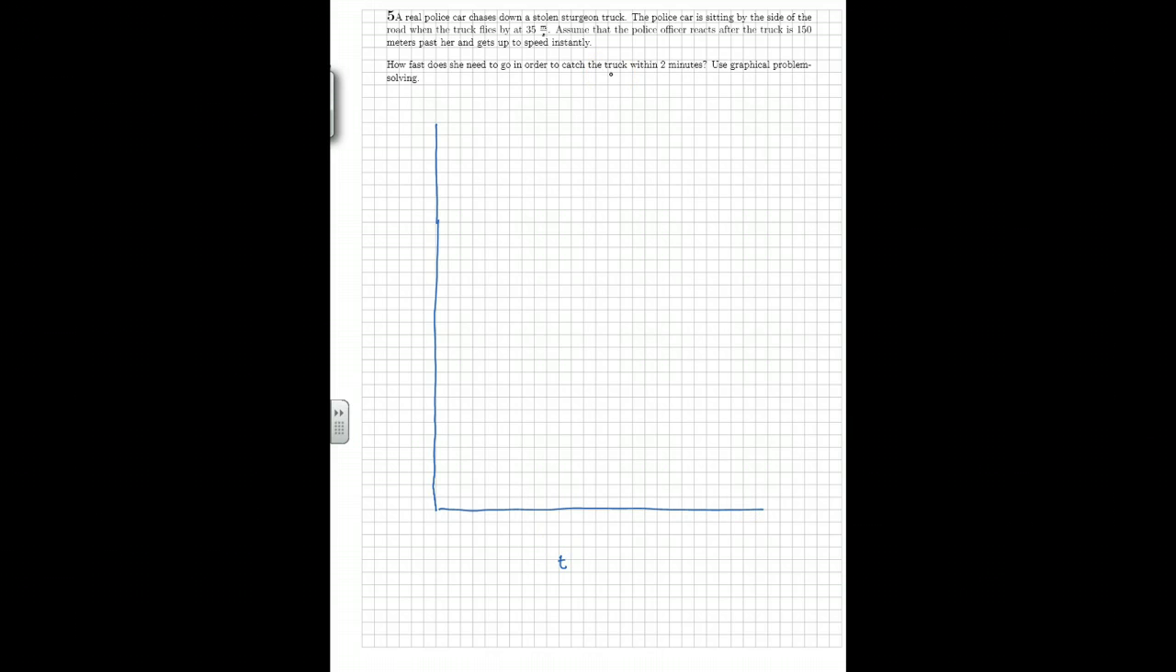I know that I want the whole thing to go 2 minutes, so I'm going to set my time scale so that that's spread out pretty well. 50 seconds there, 100, 110, and 120. So that one's easy to scale.